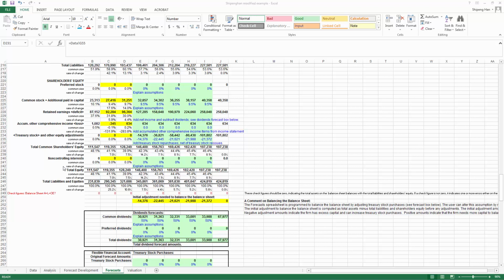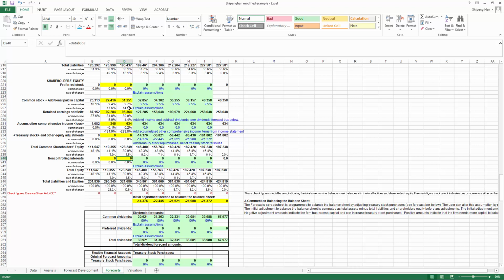The next part is non-controlling interest. Okay, here it is 0. So we keep applying 0 for the next several years. If your company has a non-controlling interest, I suggest you use the latest balance for the rest of the 5 years. Or you can use the common size rate of change to forecast non-controlling interests.